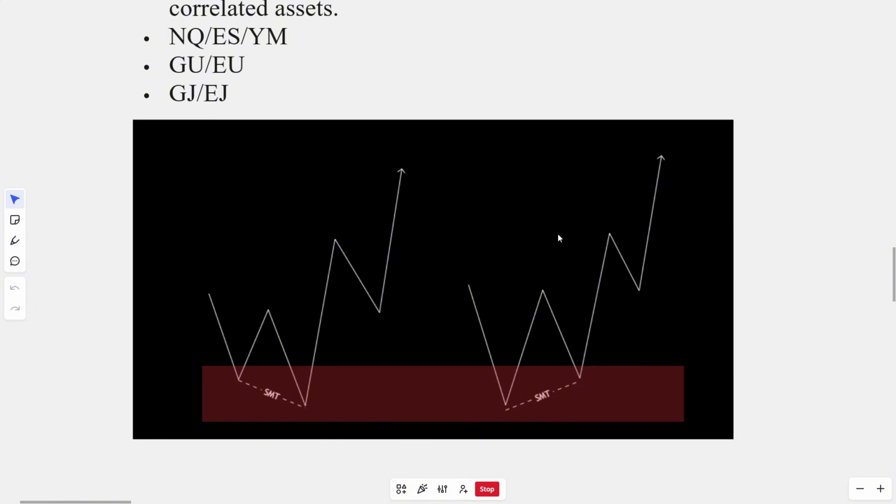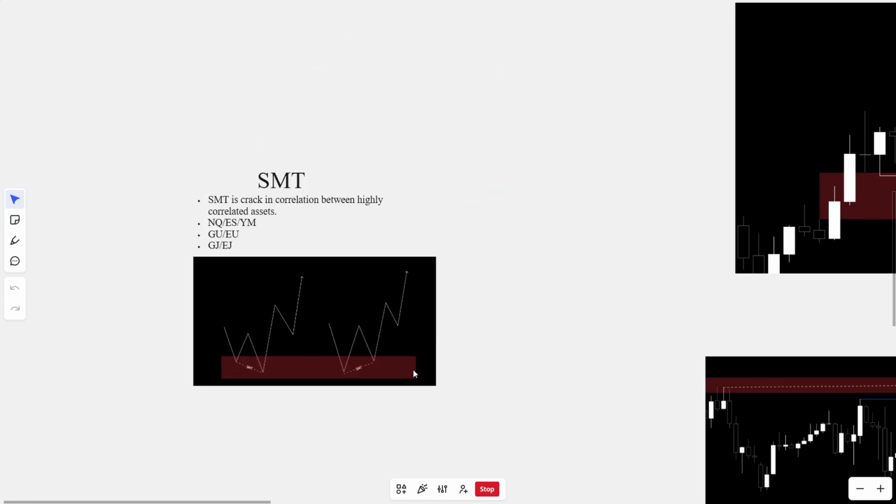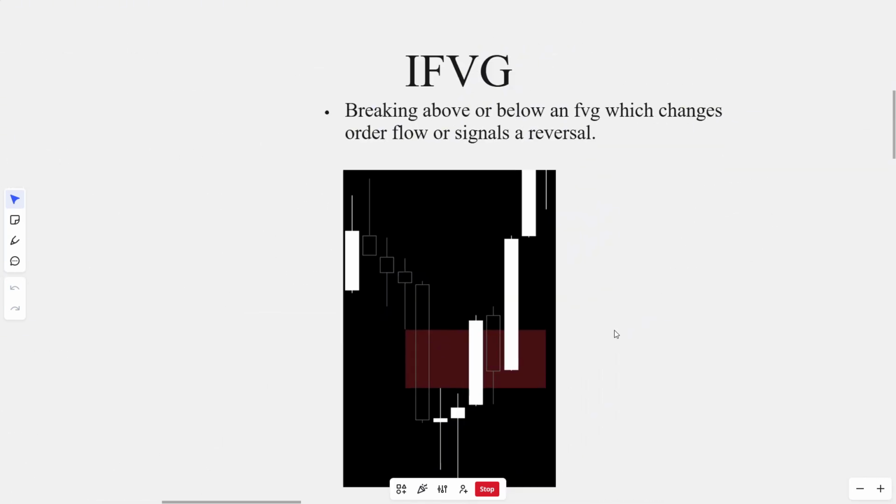We expand, break up on this high, we come and retest this high. In this high, this could be a change in state. It could be your breaker, could be your 2022 mentorship model. It could be anything. But what's more important here is the SMT, because without this SMT, it's low probability. So anyway, let's move on to IFVG.